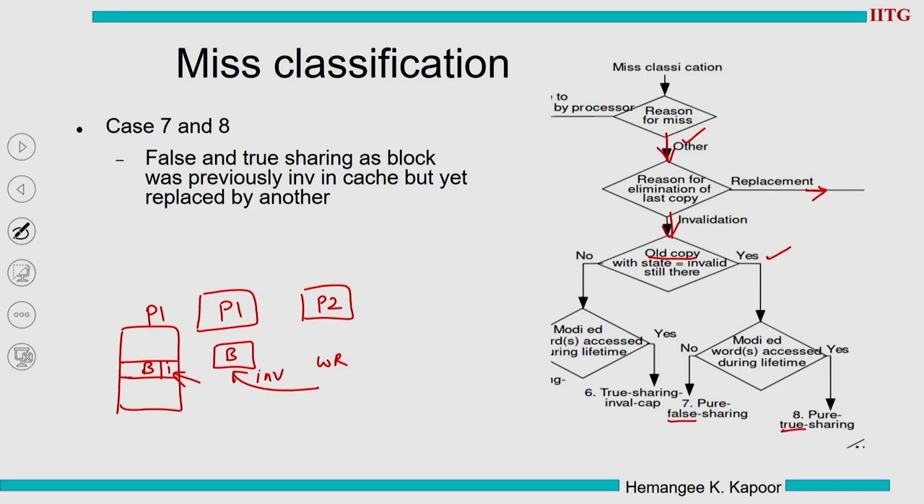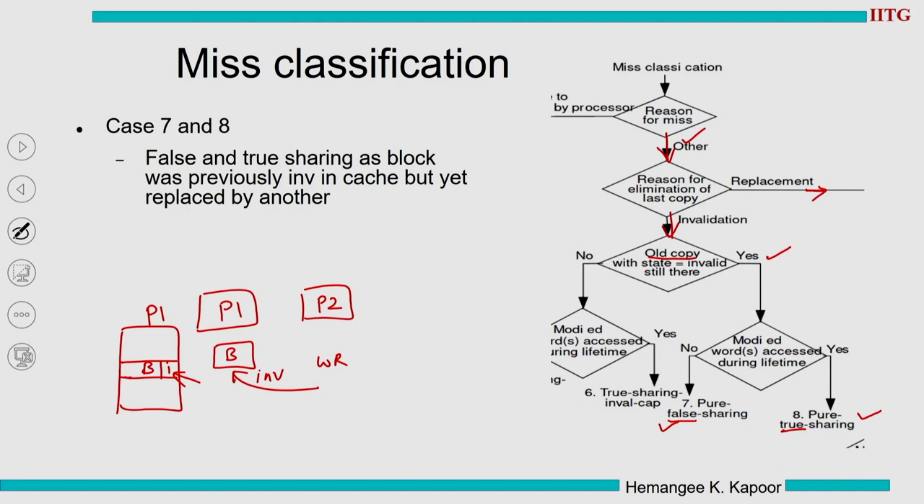If P1 uses the words newly written by P2, I will call it a true miss. If P1 does not use the words written by P2, I will call it a false miss. So these are the two adjectives. Now, this miss had to occur because we had to replace the block, or it was invalidated, right? So the block was invalidated.